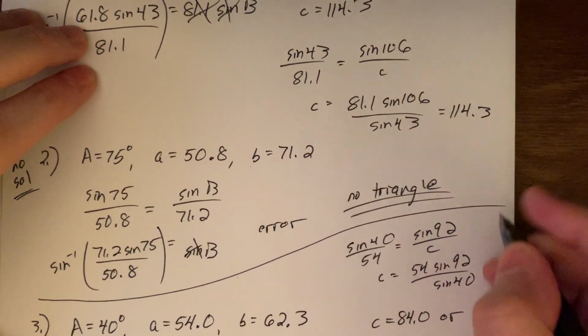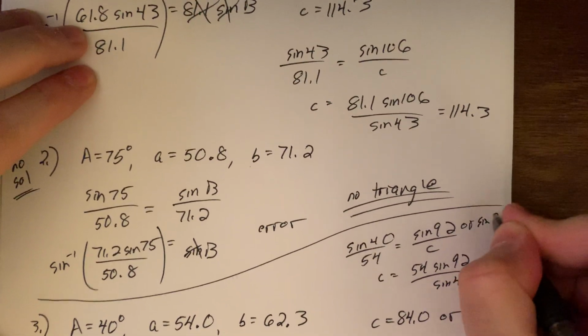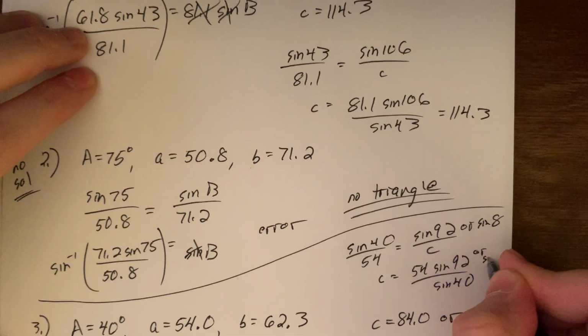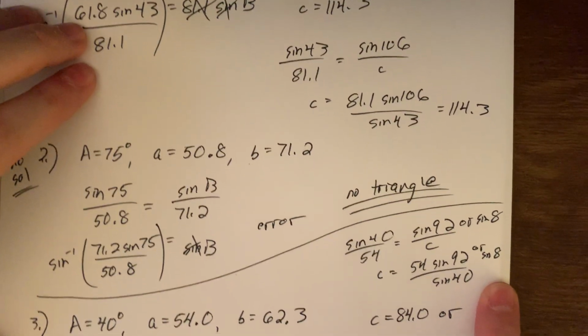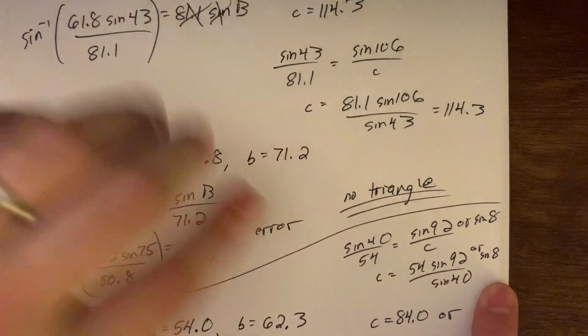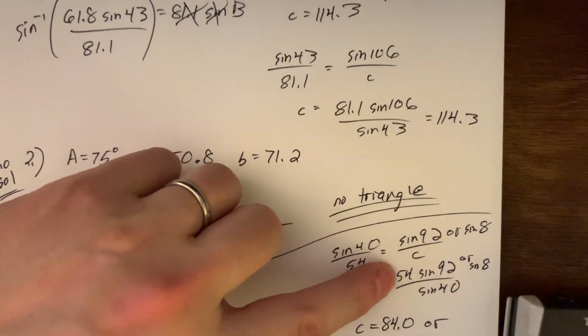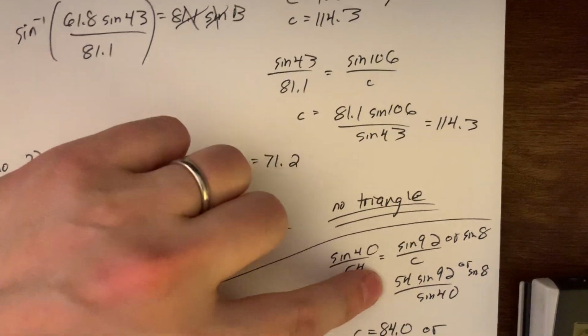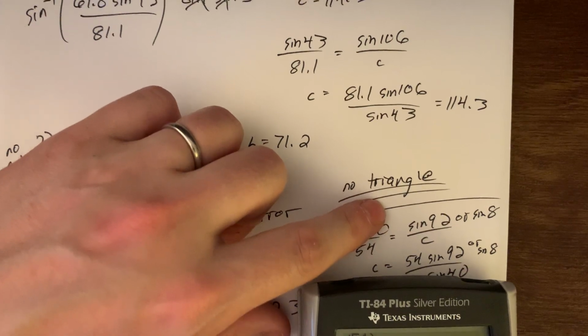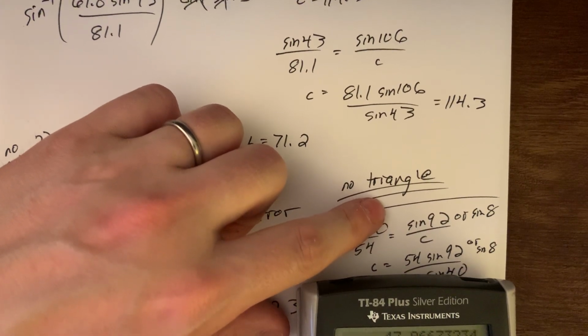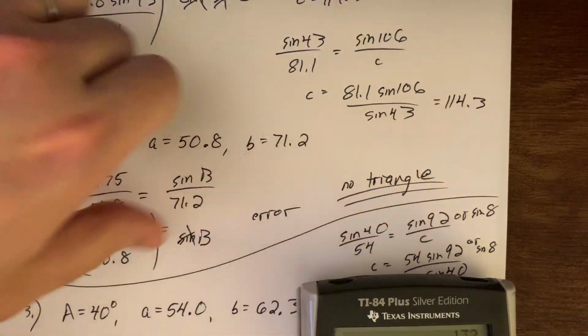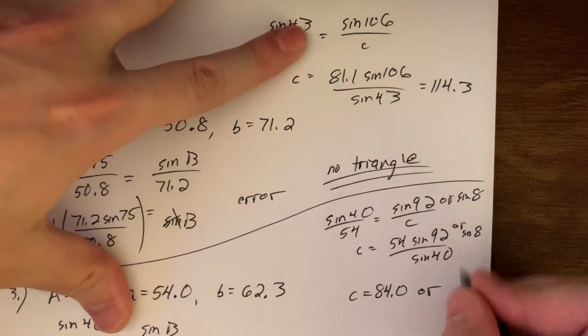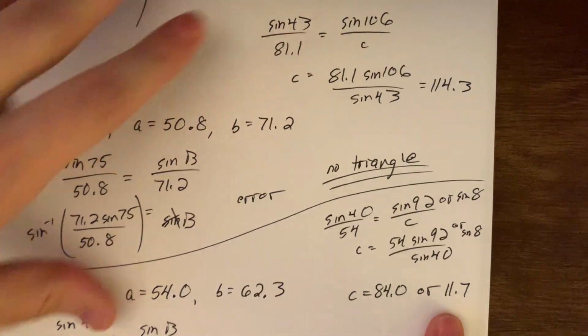Or just go up here. Instead of sine of 92, that will be sine of 8. It's certainly fine to set it up all over again. I'm just trying to squeeze this in here, so I'm just finishing up right here. Same exact work, just changing that to sine of 8. I get 11.69, so that'll be 11.7.